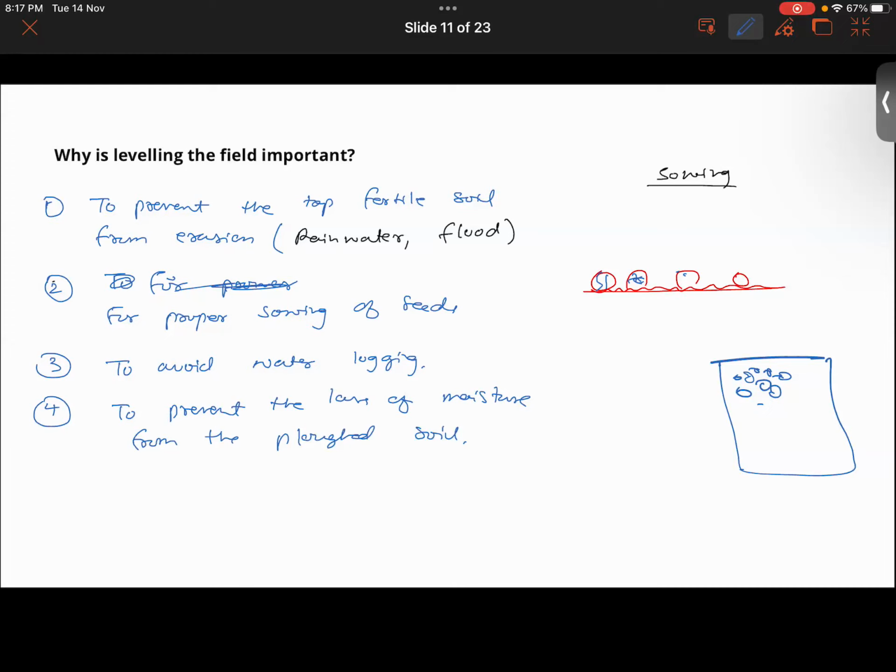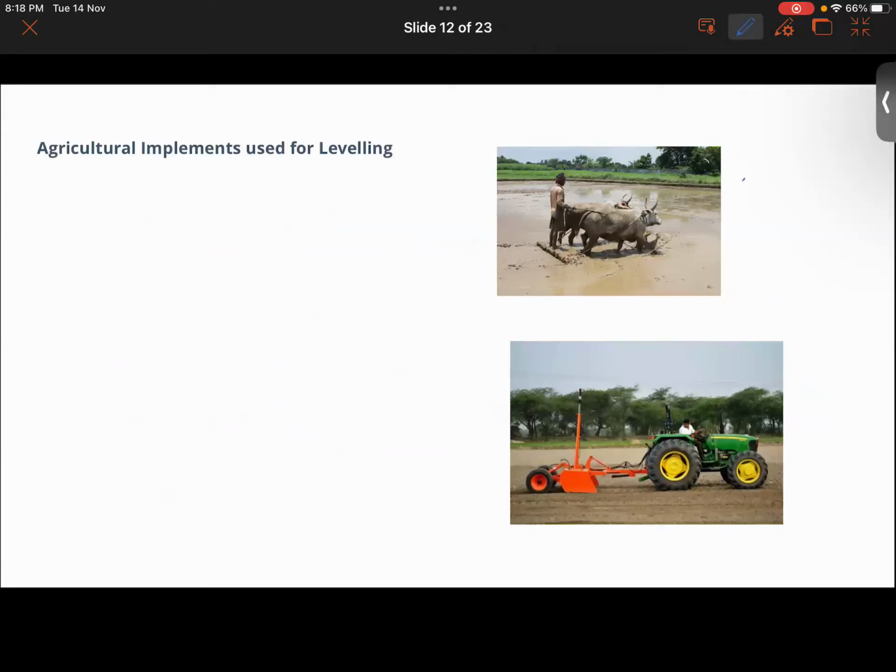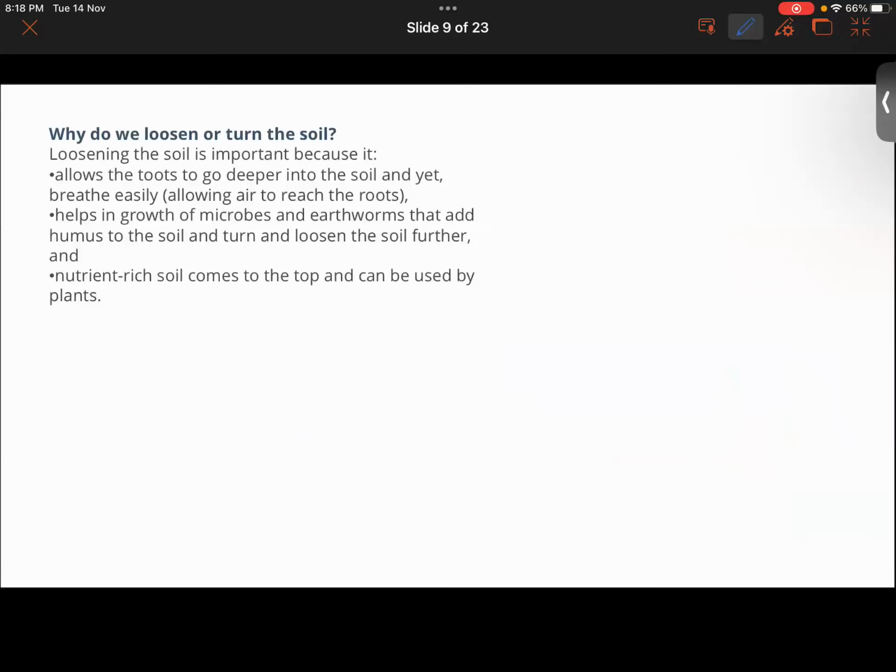If anyone has any questions or doubts, please let me know. Now what is the implement called here? Simply leveler. Then there will be the wooden leveler, and the second one is the iron leveler. The wooden leveler will be drawn by the ox over here, so it's an ox drawn leveler that you see in this image. And then the iron leveler is being pulled by this tractor. So that is all about the second process of preparation of soil.